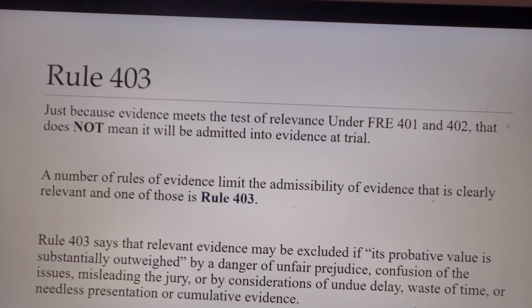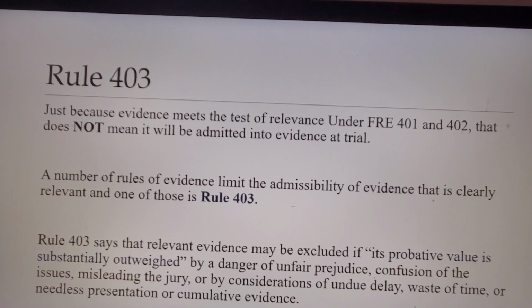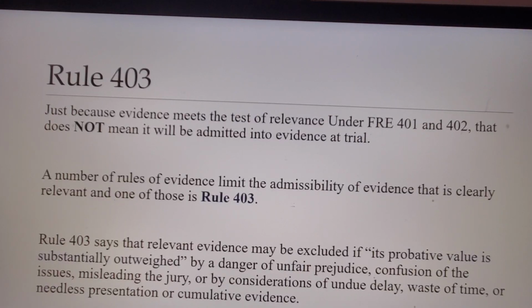In rare cases, usually of extreme graphic evidence, there's an exception to this relevance rule where sometimes relevant evidence may be kept out by the judge. Rule 403 can allow exclusion of relevant evidence if its potential to prejudice the jury outweighs its relevance. Again, this is usually extremely graphic evidence that's really supplementary or extra.